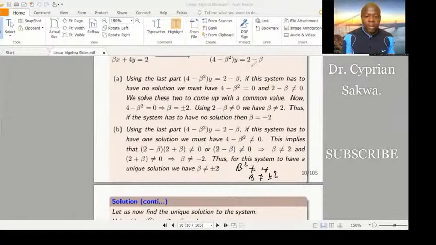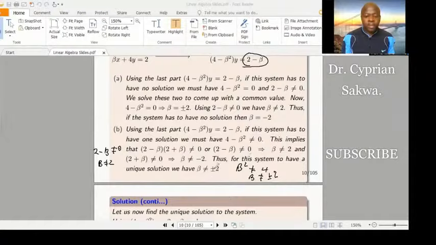Now, what about the right side? The right side should not be equal to zero. So again, two minus beta should not be equal to zero. That means that beta should not be equal to two. And so that's why I say that for this system to have a unique solution, beta should not be equal to plus or minus two.